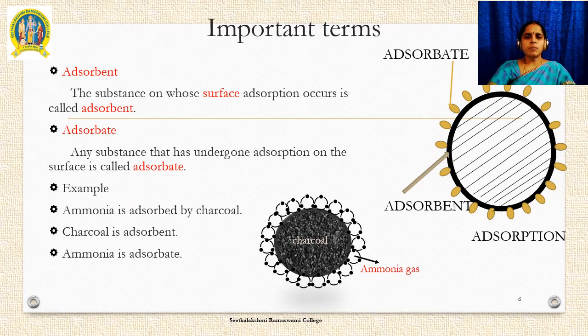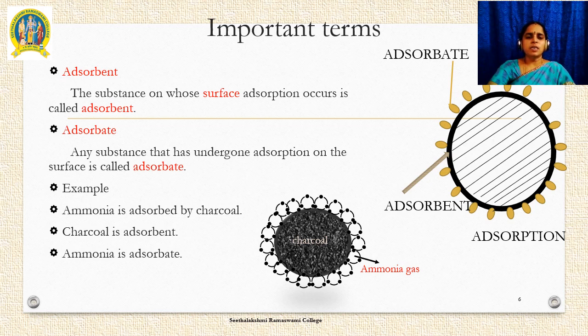Now, we are going to see some important terms that are used in surface chemistry. Adsorbent. What is an adsorbent? The substance on whose surface adsorption occurs is called the adsorbent. The surface on which the adsorption occurs is generally called the adsorbent. Any molecule that comes in contact with the surface is called the adsorbate. What is an adsorbate? Adsorbate is any substance that can come in contact with the surface and result in adsorption.